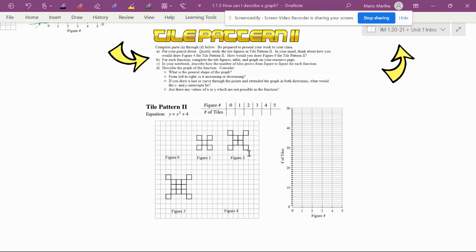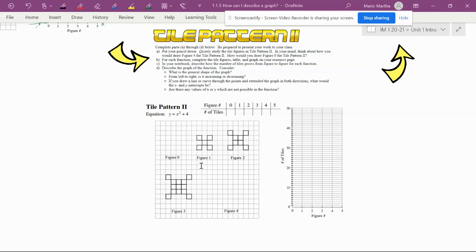Consider again, what is the general shape of the graph? From left to right, is it increasing or decreasing? If you drew a line or curve through the points and extended it through the graph in both directions, what would the x and the y-intercepts be? Are there any values of x or y which are not possible in the function?